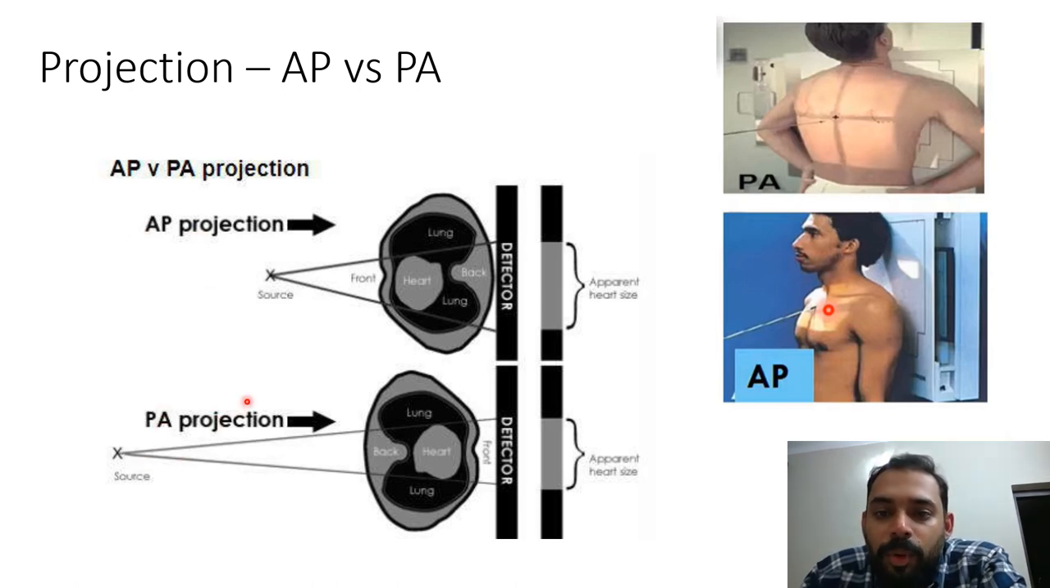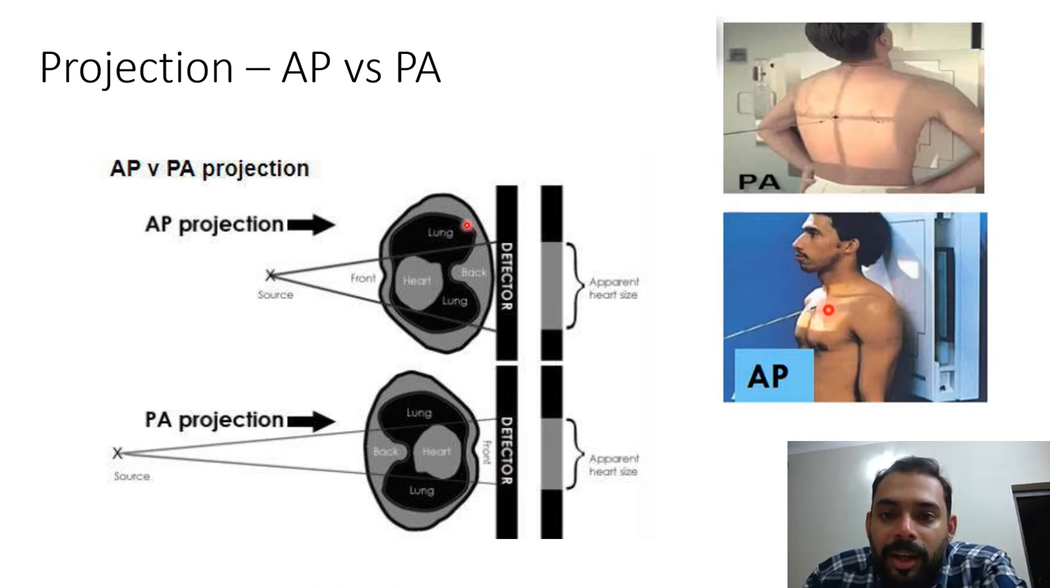In this diagram, you can see that the X-ray projection comes from the back. So this is the patient, he is standing, and this is the front of the patient. This is the back of the patient. So this is the actual picture of it. And you can see that the X-ray projections come from the back and it falls on a film, which lies on the front of the patient.